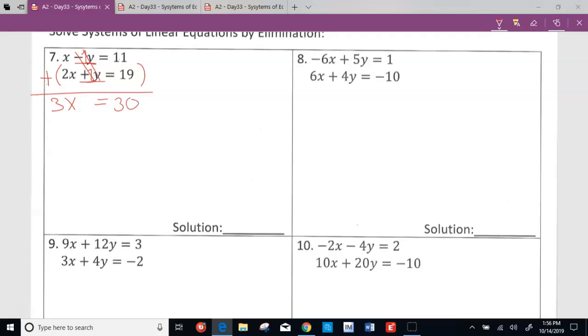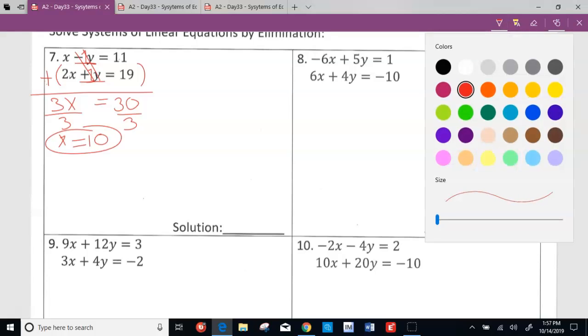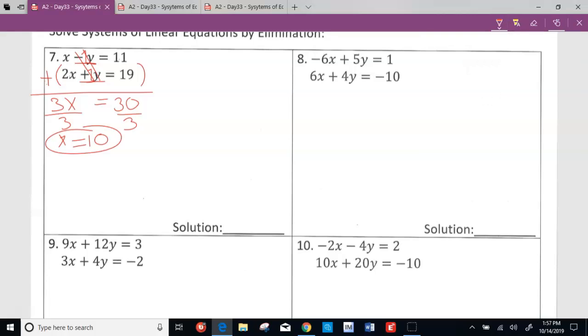Yes. Now I divide everything by 3 to get the x all by itself, and I get x equals 10. So there is the first part, excuse me, x equals 10, not negative 10. There's the first part of my solution. But now I need to get a y value. So I'll go back to that first equation that I had, which says x minus y equals 11. Well, I know x is 10. 10 minus some number equals 11. All right, well, what I can do is I can just subtract 10 from both sides.